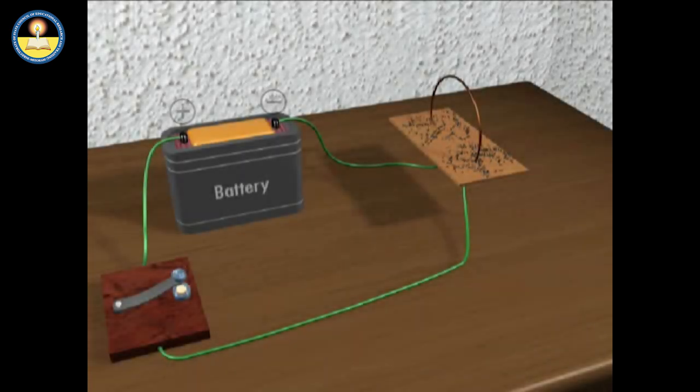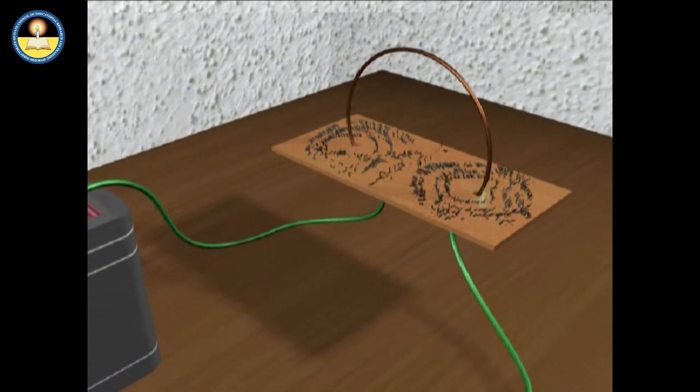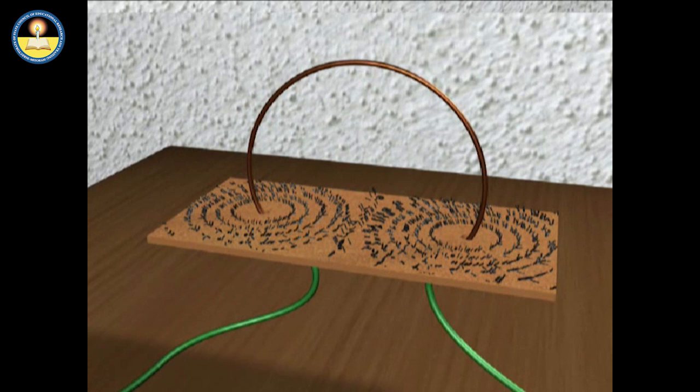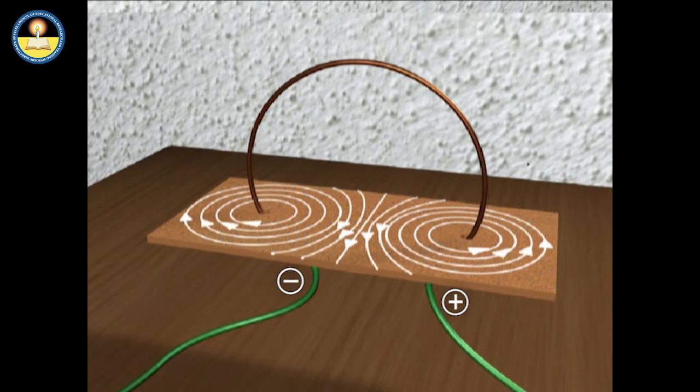In case of a current-carrying circular coil, the directions of the magnetic field lines are concentric circles near the wire and almost straight near the center of the coil. If the current through the circular coil flows in anti-clockwise direction, the direction of magnetic field at the center of the circular loop is perpendicular to the plane of the coil directed outwards.